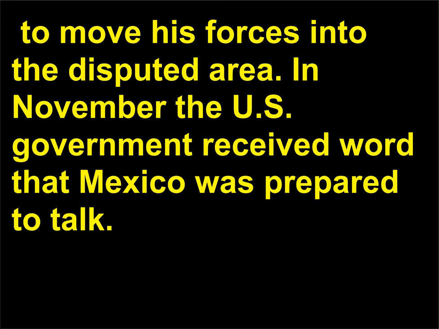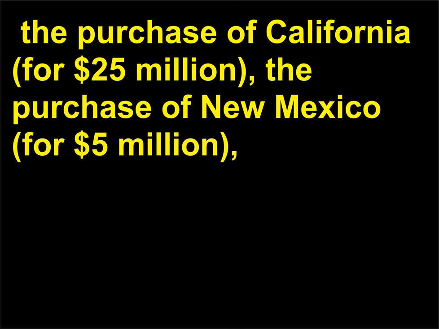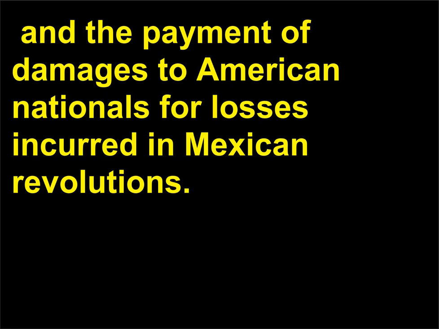Polk dispatched Congressman John Slidell, 1793-1871, to Mexico to discuss three other outstanding issues: the purchase of California, for $25 million, the purchase of New Mexico, for $5 million, and the payment of damages to American nationals for losses incurred in Mexican revolutions. This last point was critical to the negotiations.